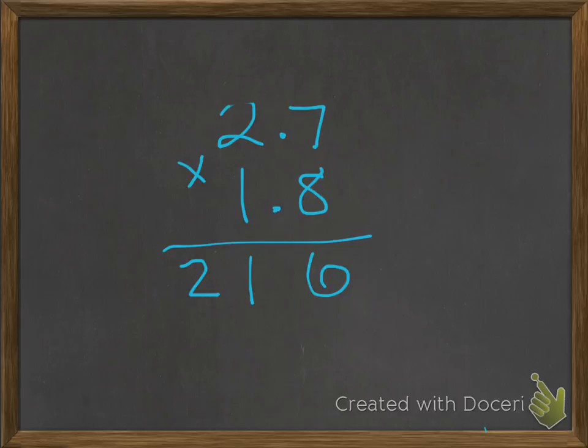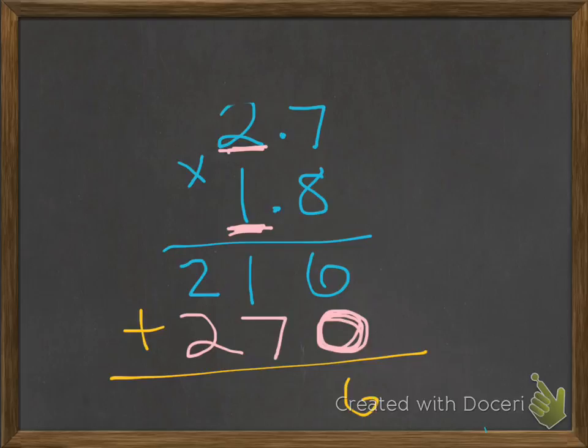Now let's take a look at the next step. I need to move over and multiply out this 1. So anytime I move to the left, I'm going to need a placeholder down here. So I'm going to put a 0 in my answer. Now I can multiply out my 1. 1 times 7 is 7. And 1 times 2 is 2. Now that I have those, I can go ahead and add them up because there's nothing left to multiply.